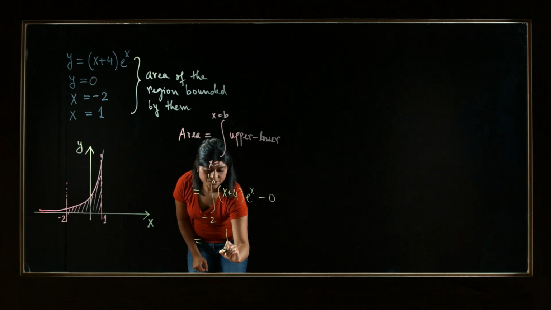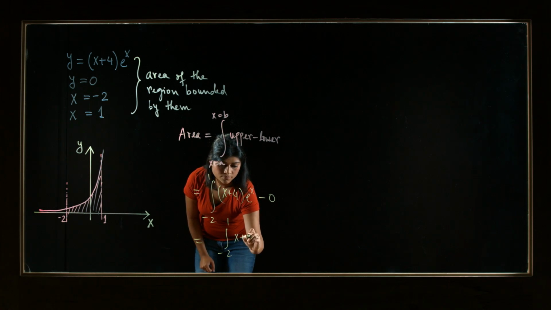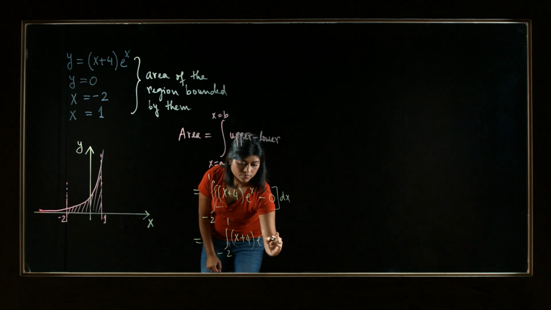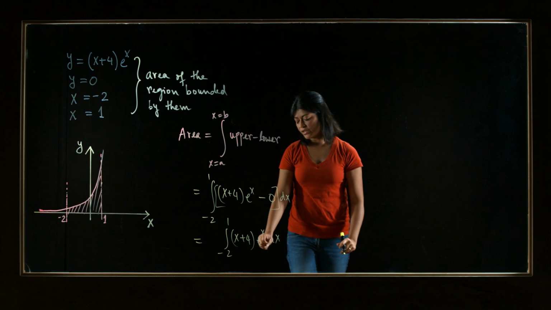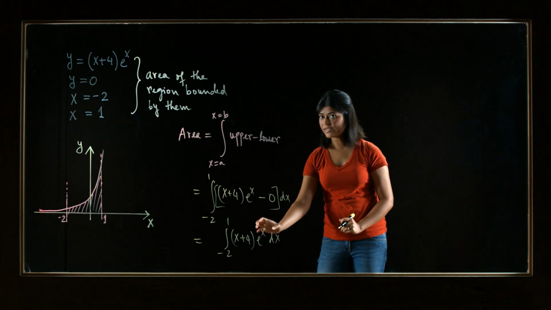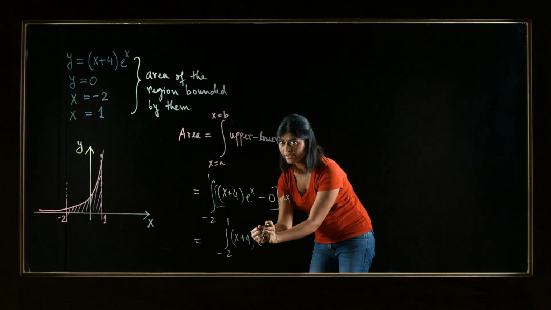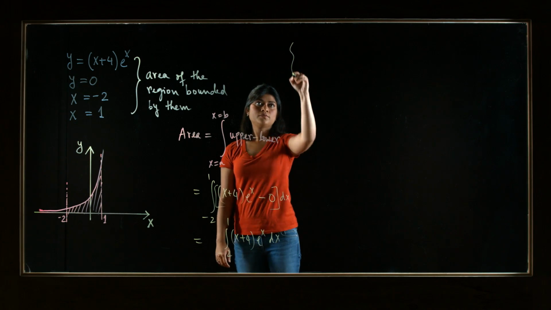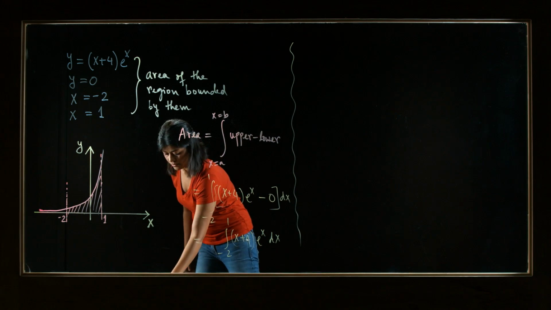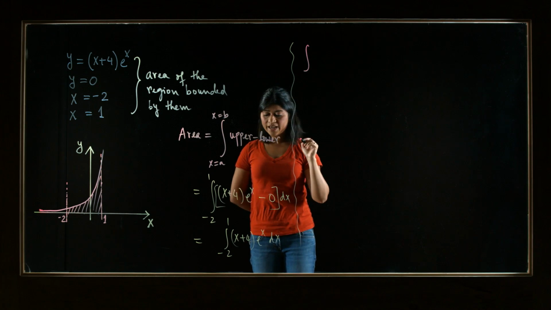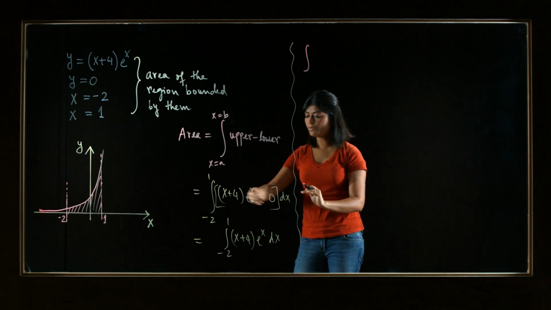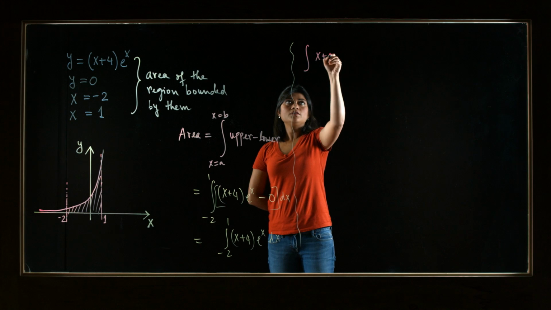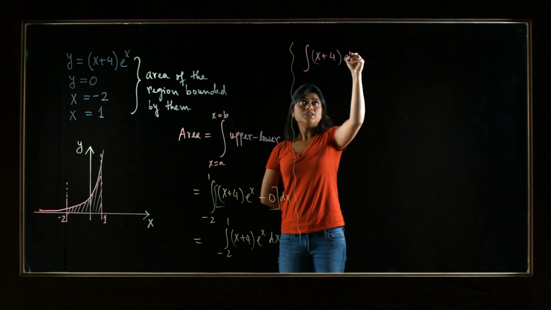Now notice this is a definite integral, and the function is x plus 4 e to the x. As you can see, two different functions are multiplied together, so we can apply integration by parts. Let's first evaluate the indefinite integral, and then we will plug in these limits and figure out the area at the end. So the indefinite integral of x plus 4 e to the x dx.